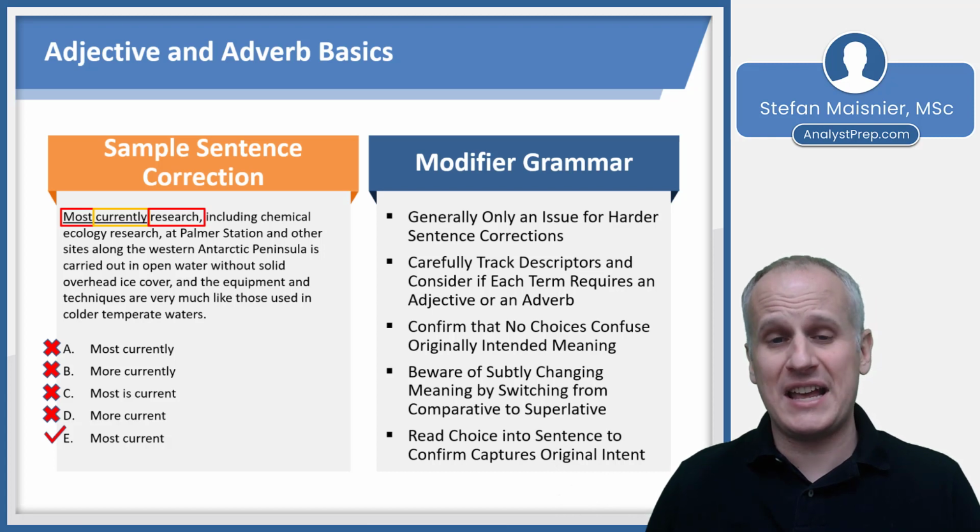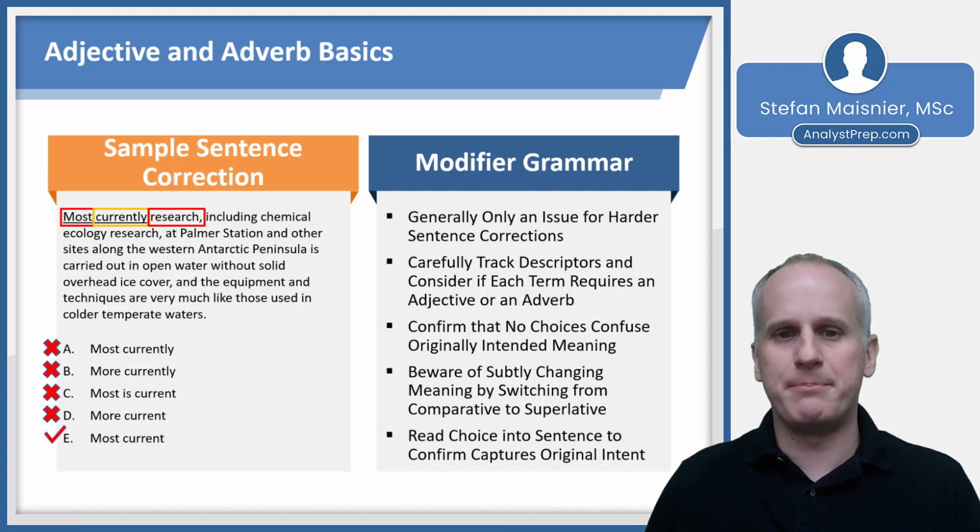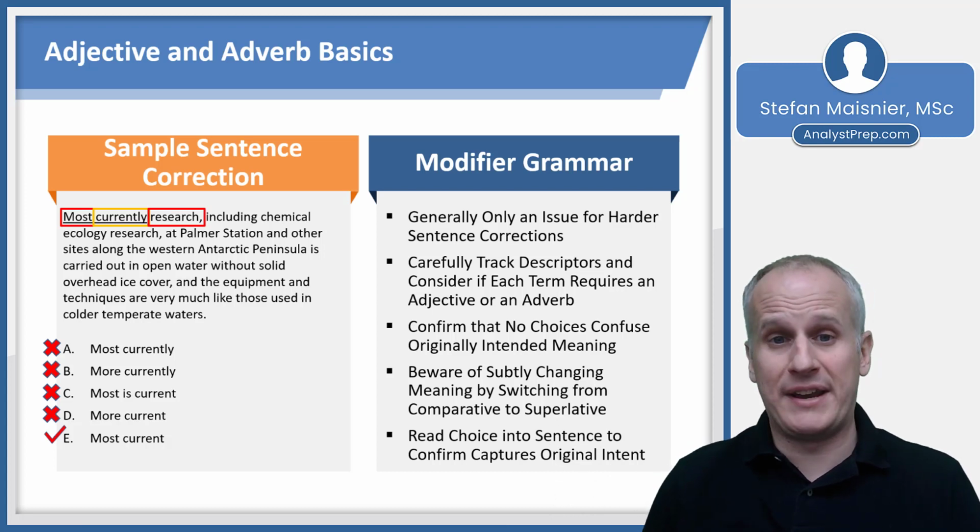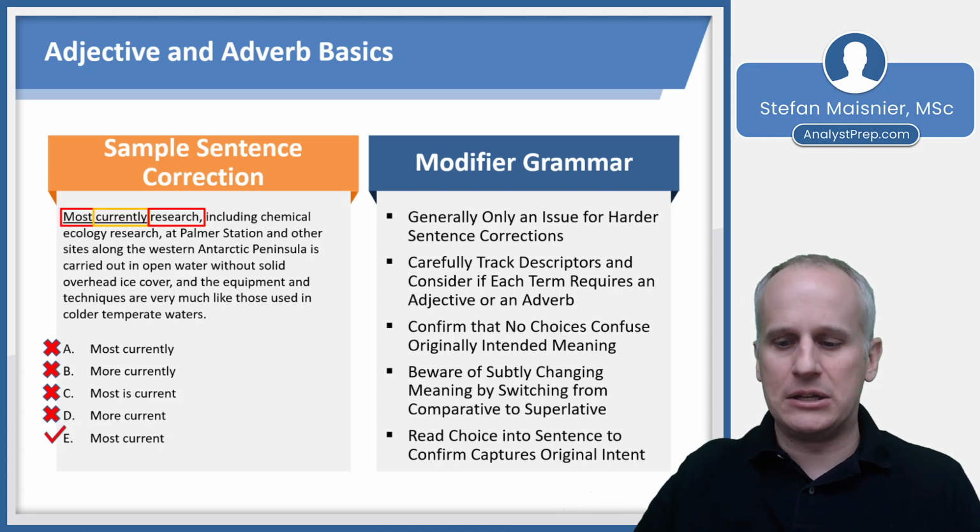Everything's fine there. Again, if you're running out of time in the section, you may decide that just after "most current research, including chemical ecology research at Palmer Station," is enough to confirm that nothing after that part of the non-underlined portion is going to be affected. And again, expedite the process a little bit.